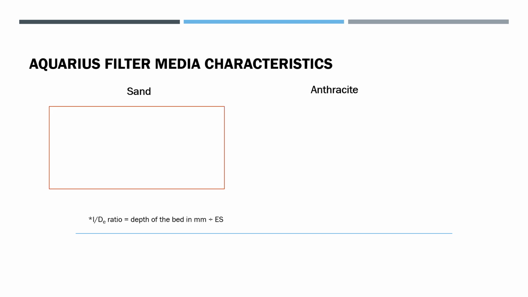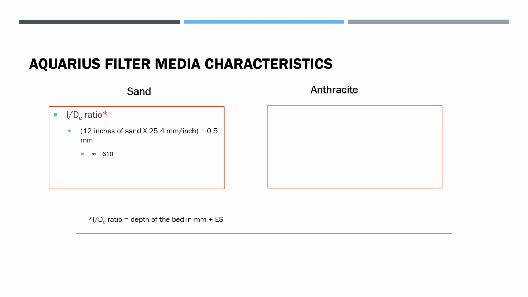So when we do the calculations for L/DE ratio, we'll do the sand first. We'll take the 12 inches of sand and convert it to millimeters by multiplying by 25.4. We'll divide that by the effective size of 0.5, and I'll come up with a value of 610. We do the same thing for the anthracite. We'll take the 24 inches of anthracite and multiply it by 25.4 millimeters per inch, divided by the effective size, and we come up with a value of 554.